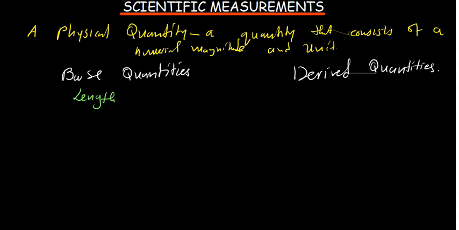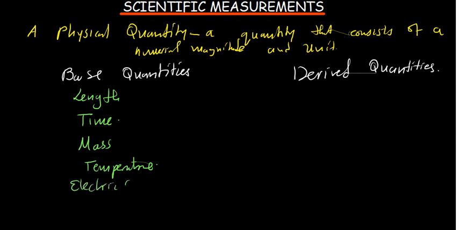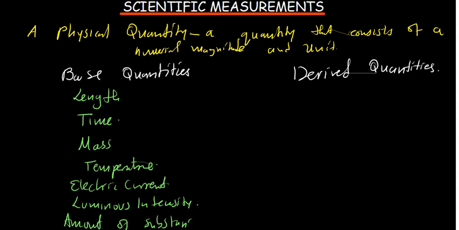This is a base quantity. The next one is time. The next one is mass. Apart from mass, you also have temperature. Apart from temperature, you also have electric current. You also have what is called luminous intensity. And then you have amount of substance. So these are the base quantities which you have to know.